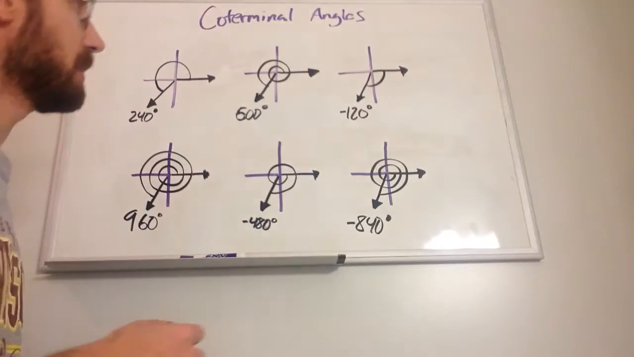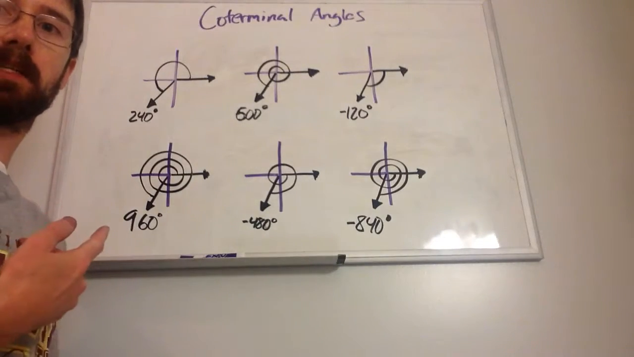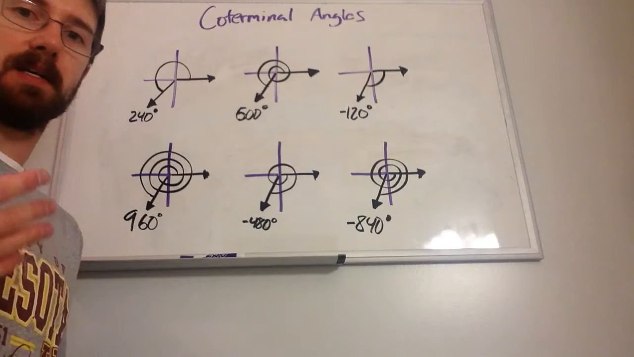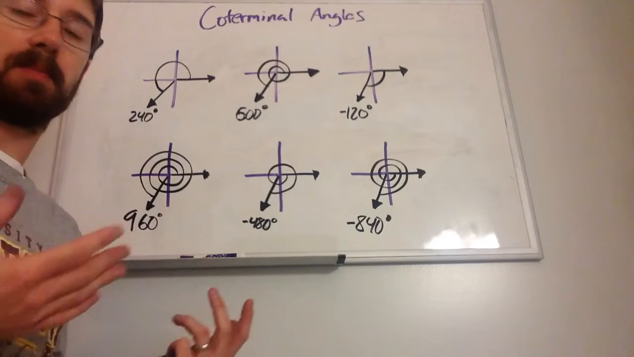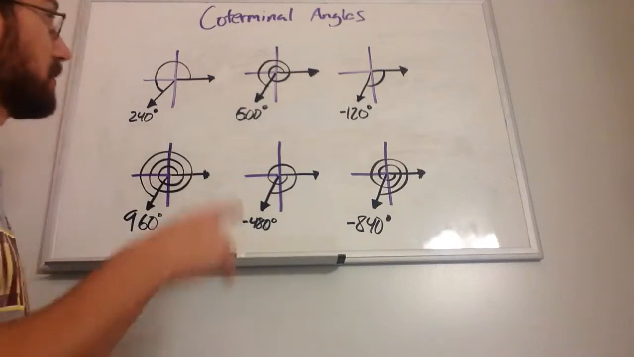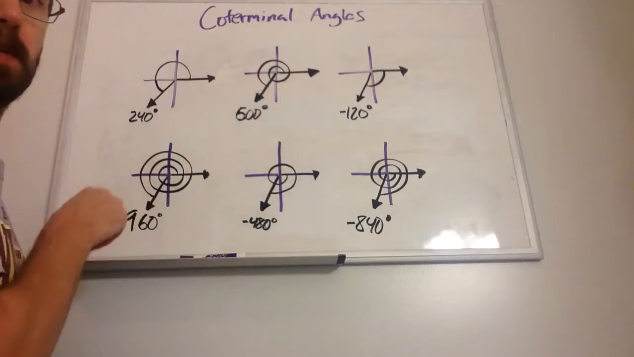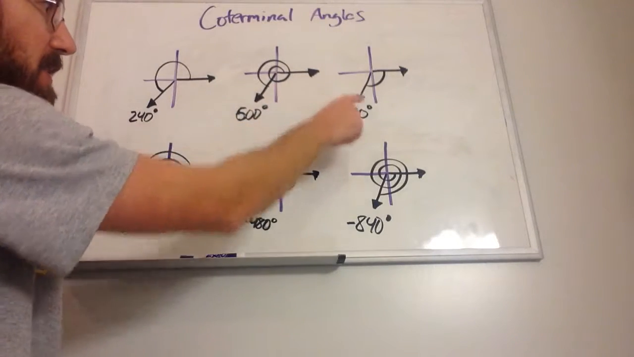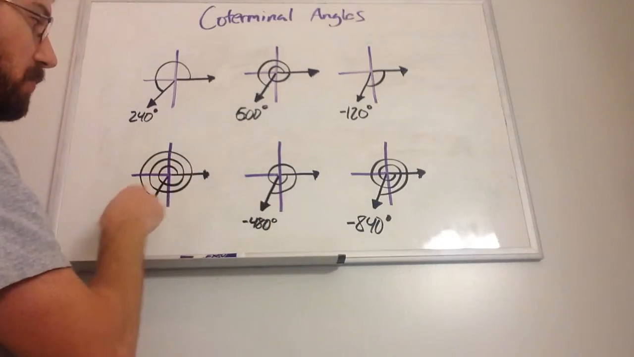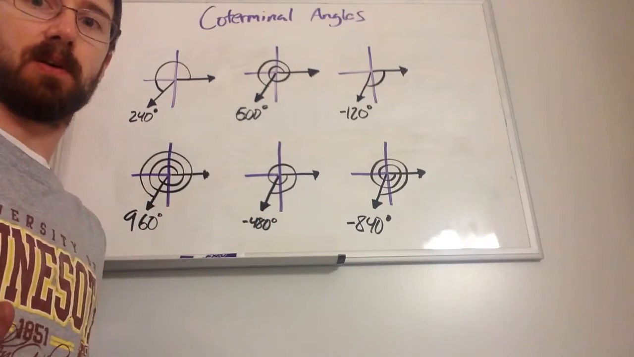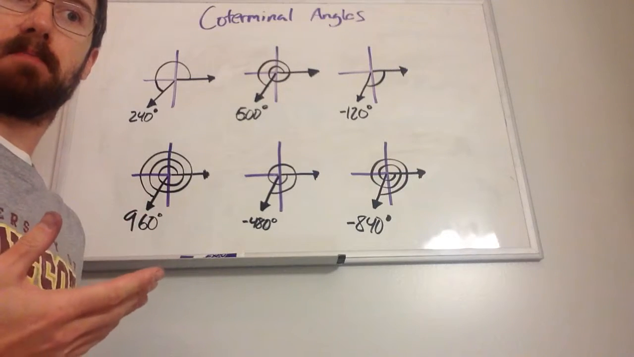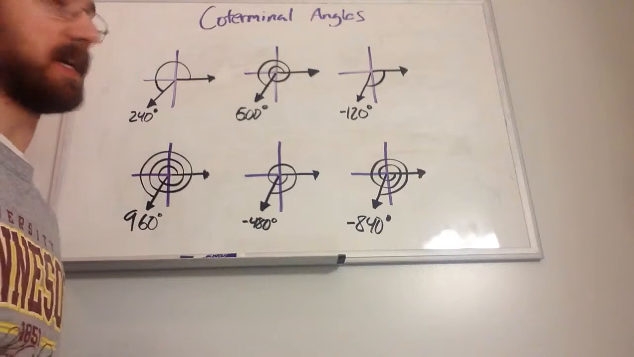So behind me, I've got an example of 6 angles that are coterminal to one another. What coterminal means is that the terminal sides end at the same spot. So notice what's similar about all of these. The terminal side right here all ends in the same position. So really the end result of these are all the same. They may have got there through different means, but the terminal side ends in the exact same spot.